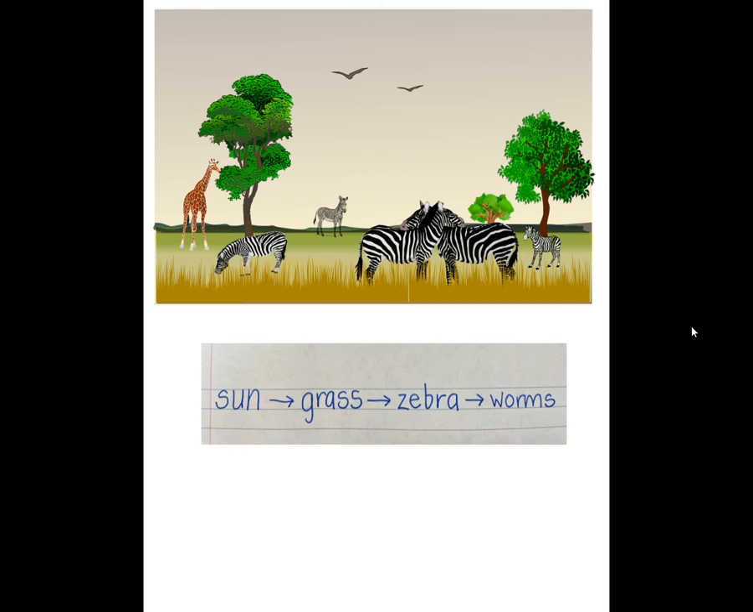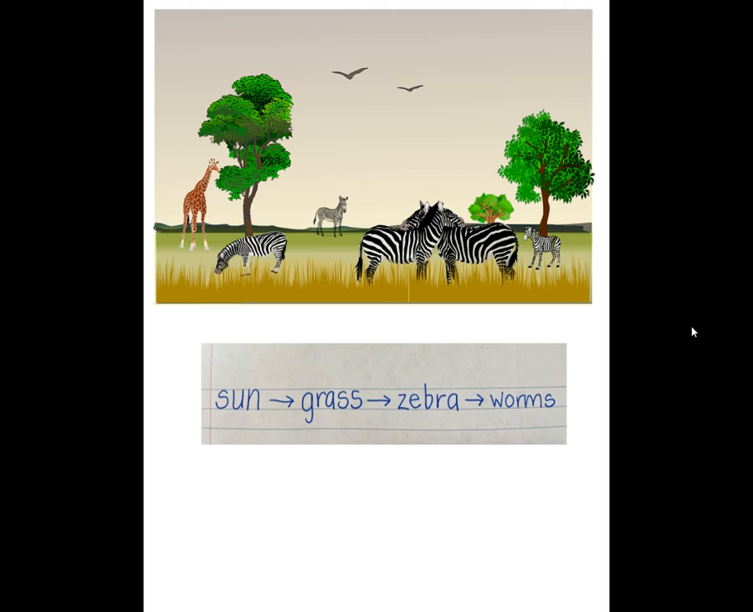Let's do another example. On the next one, I have the sun, and then my producer, which is making its own food using the sun, is the grass. The next thing after the arrow is the zebra. The zebra is eating the grass. Then I chose worms for my decomposer. Usually there are worms underground in most ecosystems that we're going to talk about. So that is one ecosystem.